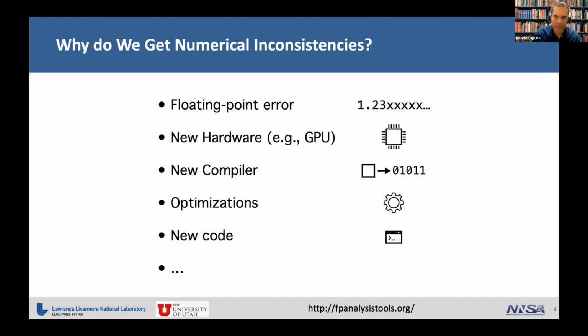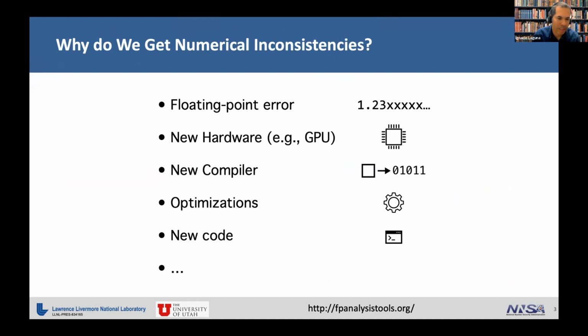Some of the factors that can affect numerical consistency are the following. Number one, we're dealing with floating point, right? And so there is floating point error pretty much everywhere, in the applications, libraries, at pretty much every layer of the software stack we have. Whenever we're using floating point, we might have error. And so we have to deal with that.